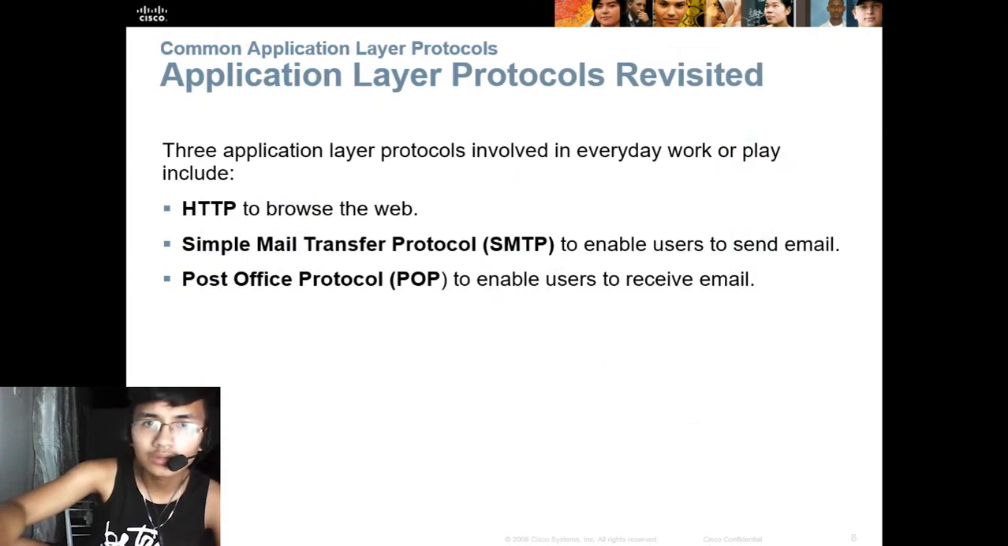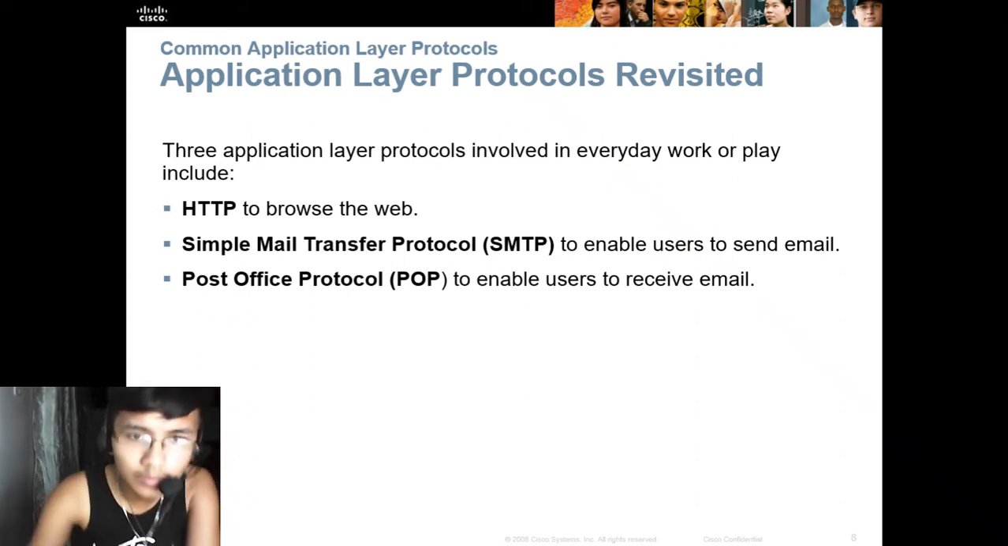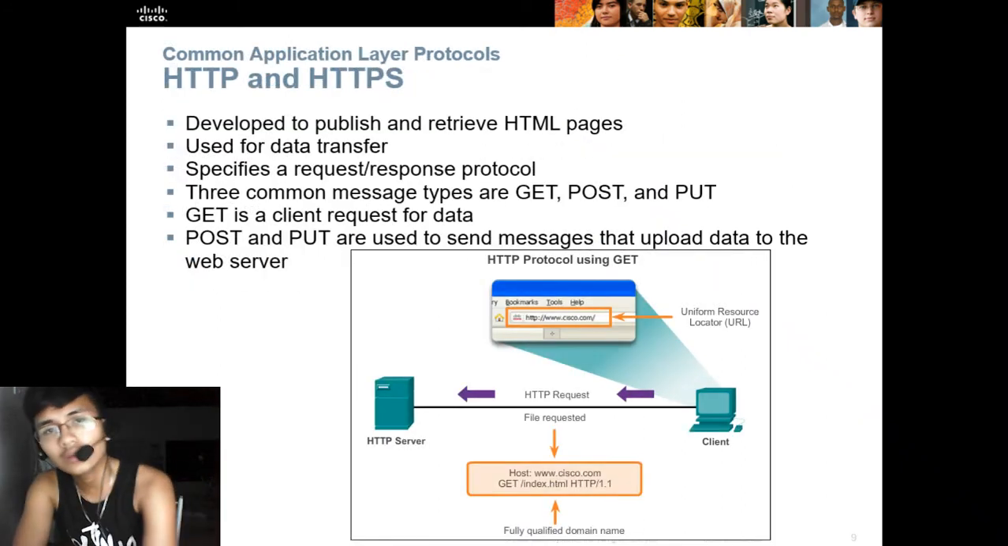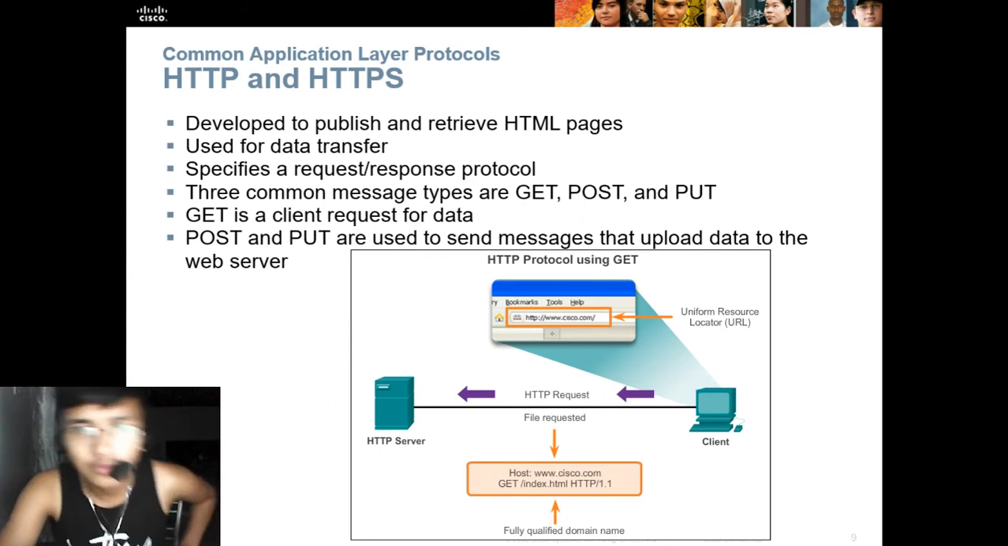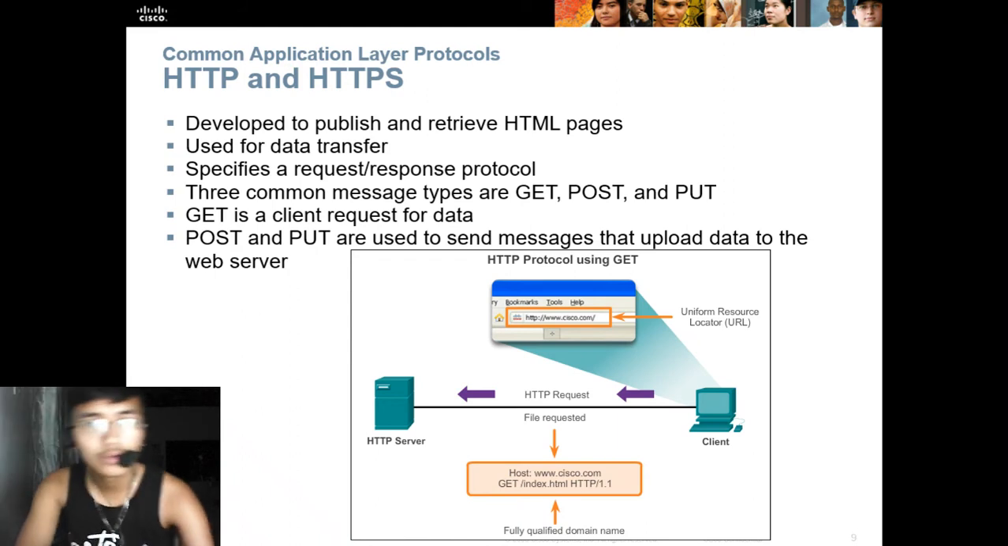Application layer protocols. HTTP is to browse the web. Simple Mail Transfer Protocol, SMTP, to enable users to send email. Post Office Protocol, POP, to enable users to receive email. HTTP and HTTPS, developed to publish and retrieve HTML pages, used for data transfer. Specifies a request response protocol. Three common message types are get, post, put. Get is a client request for data. Post and put are used to send messages that upload data to the web server.